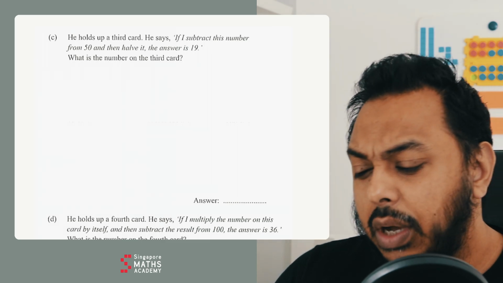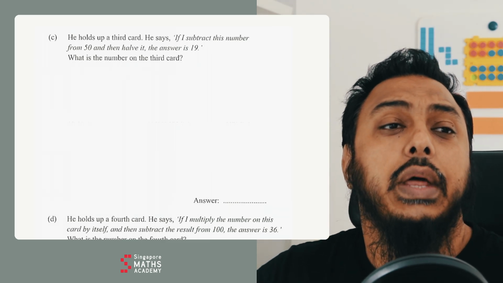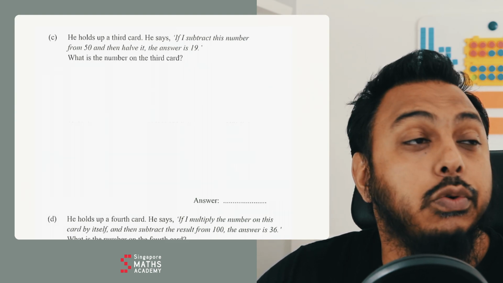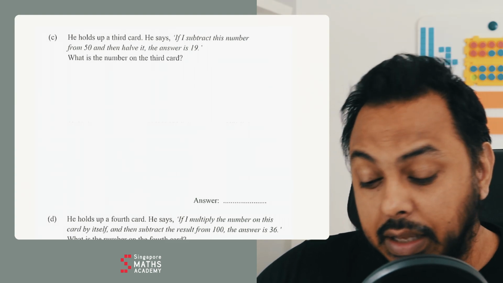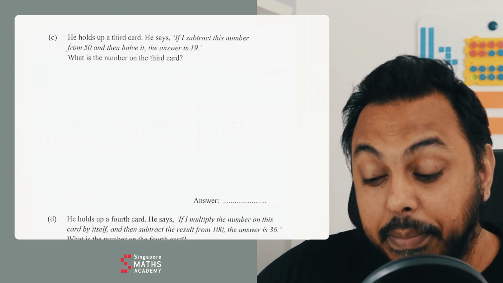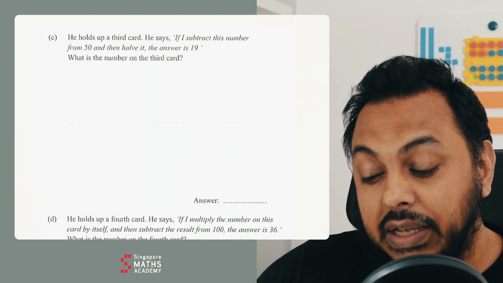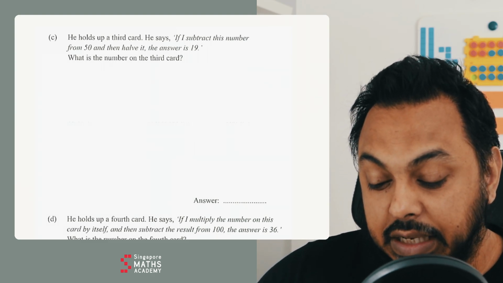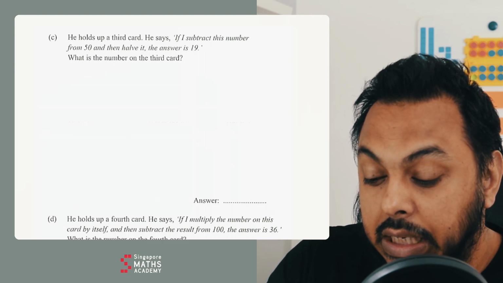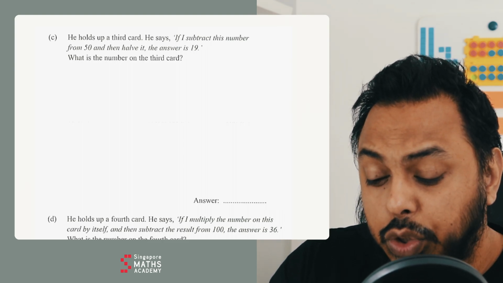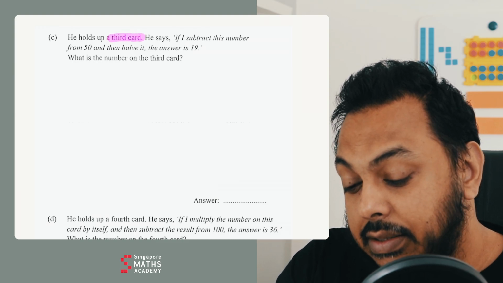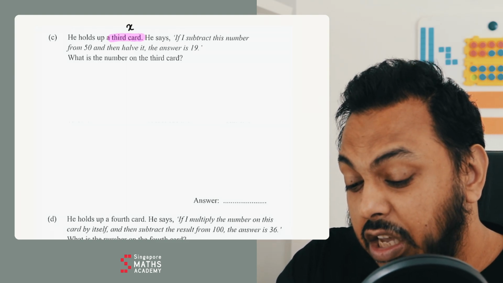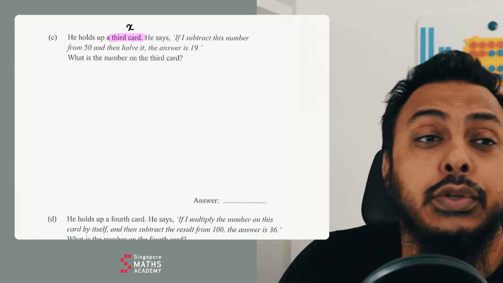Now, the first question is quite a simple one, but I know that a lot of children struggle algebraically, so let's see what we can do with this. It says he holds up a third card. He says if I subtract this number from 50, so I don't know what the card is, right? So a third card, we don't know what this card is, so we're going to call that X, okay, because we don't know what it is.